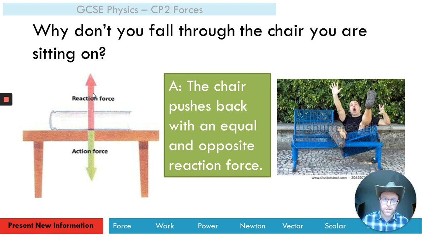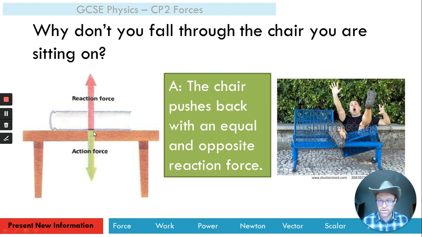Why don't we fall through the chair? The chair pushes back with an equal and opposite reaction force. Now, this might seem very similar to Newton's first law, which said that if the forces on an object are balanced, then it will stay stationary. Balanced forces from Newton's first law are equal in size and opposite in direction, but they act on the same object.